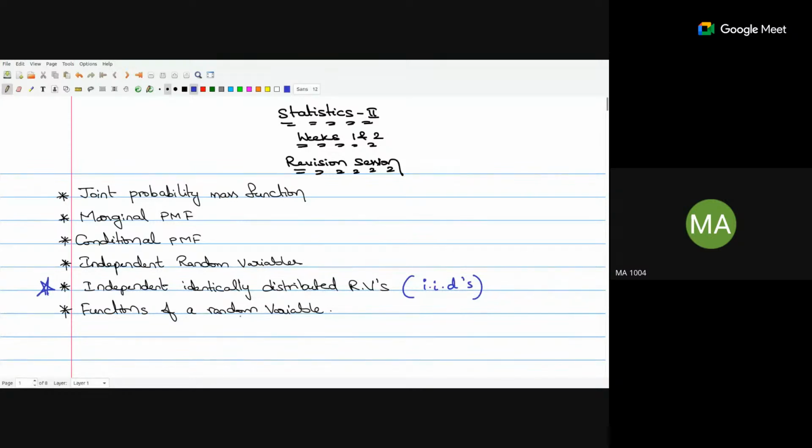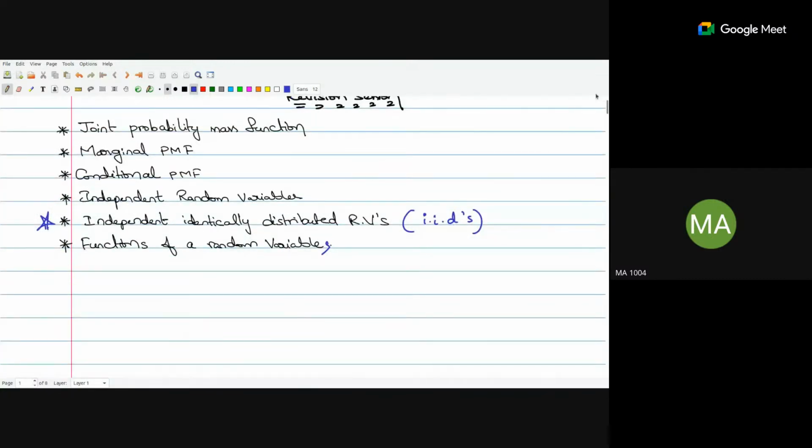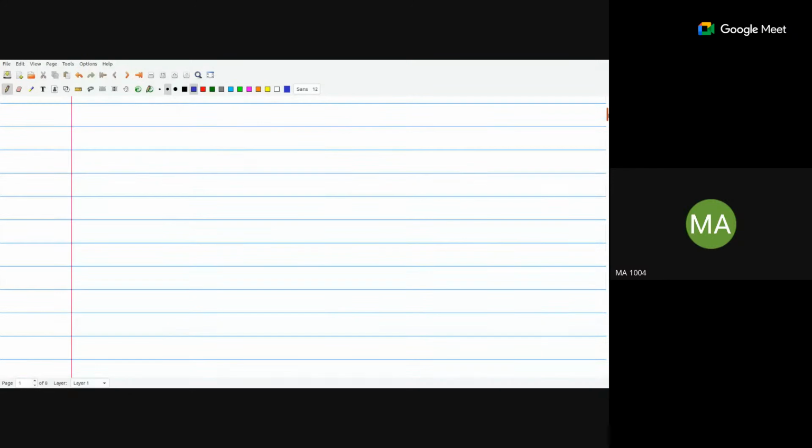Thanks. Then finally we will see functions of random variables. There can be functions of two random variables. We will see all these things. Okay, let us start. I want to go quickly over joint PMF, marginal PMF, and conditional PMF, because by now you should know what they are. I'll revise briefly, and we will look at the problems later on.